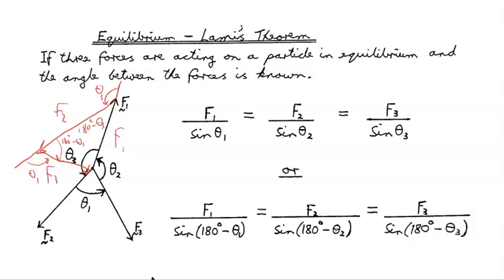By the symmetry properties, sine of 180 degrees minus theta 1 is the same as sine theta 1. So what we can now say is that you can use these relationships directly from the closed triangle. If you don't have the closed triangle, it doesn't matter, because it's the same as F1 over sine theta 1, F3 over sine theta 3, F2 over sine theta 2. And by the symmetry property, sine of 180 degrees minus theta 1 is the same as sine theta 1.